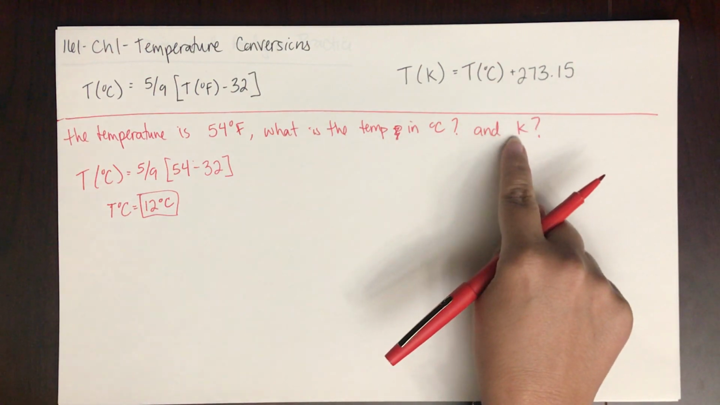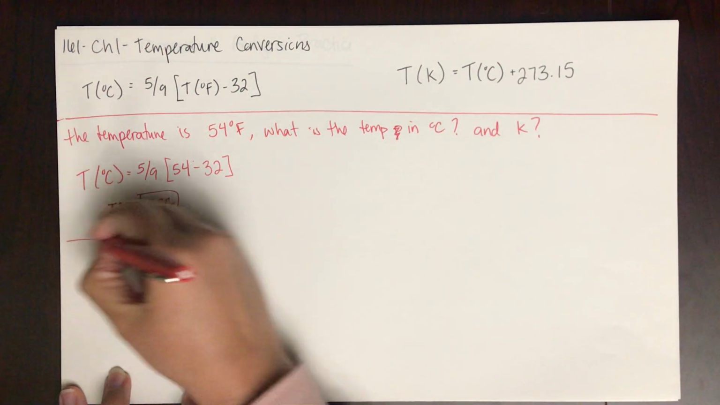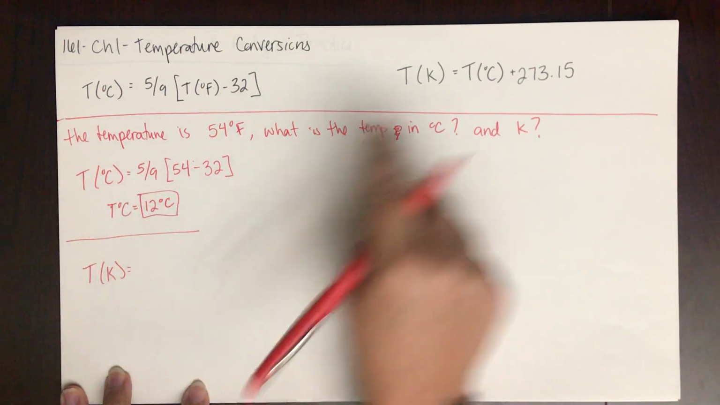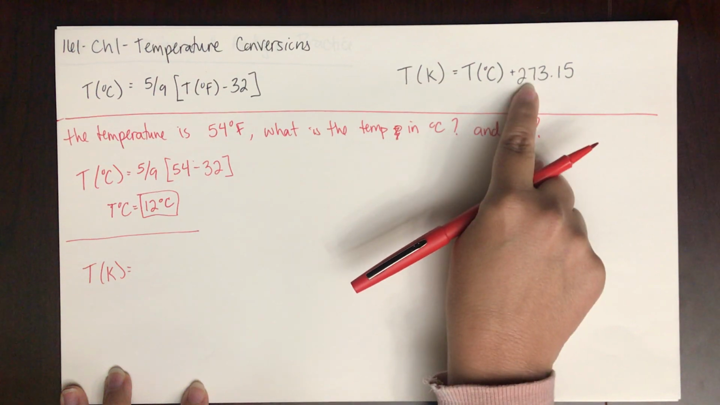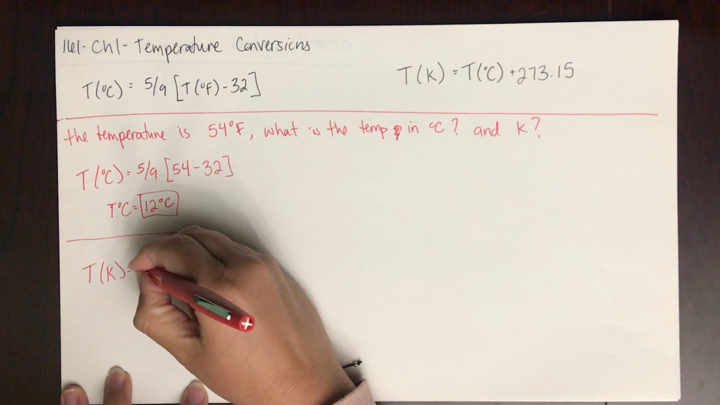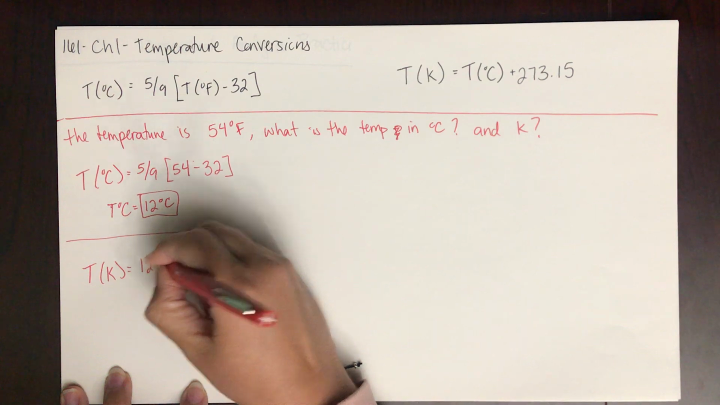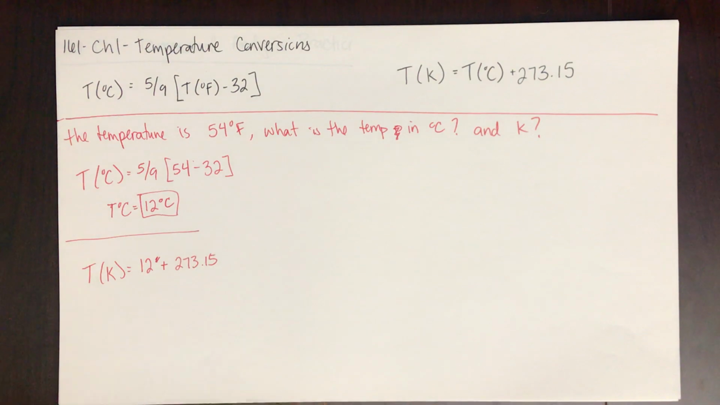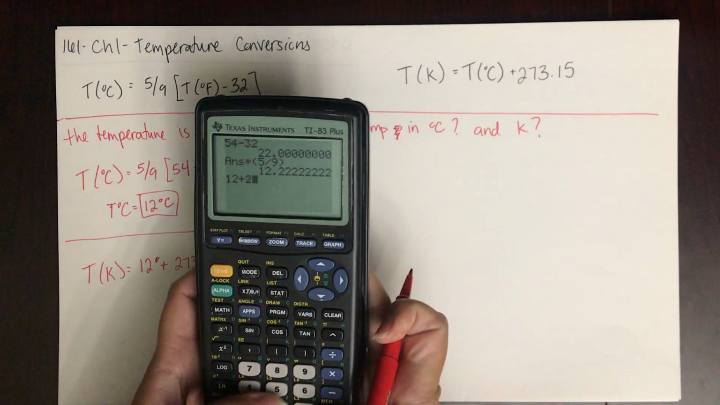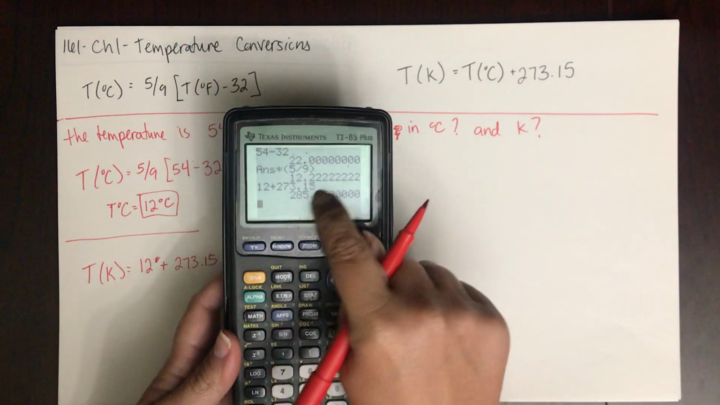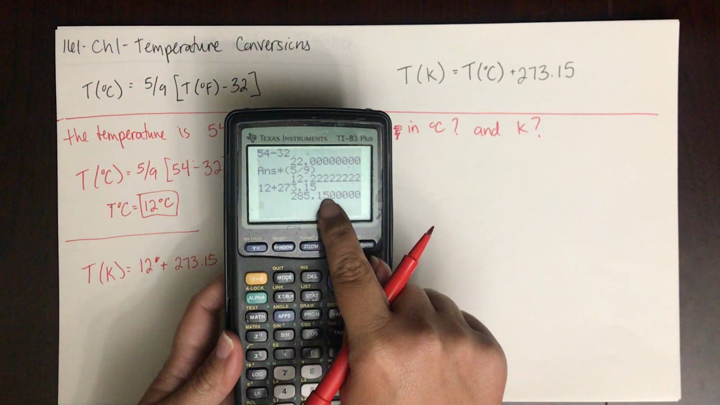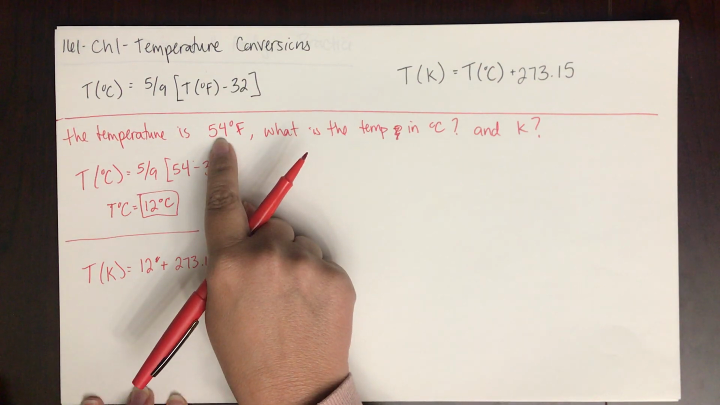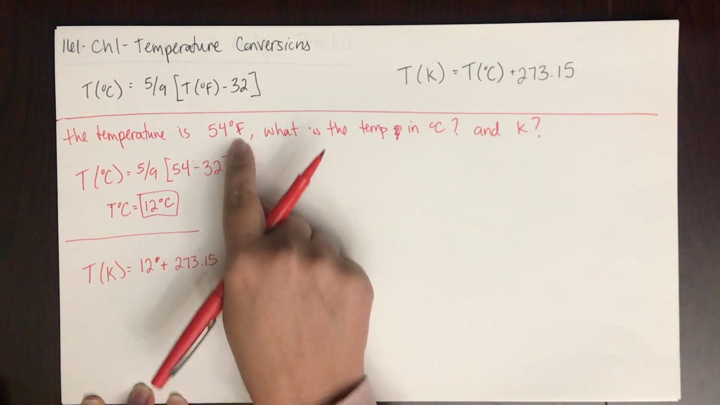Now let's see what it is in Kelvin. So now we say temperature in Kelvin equals the temperature in Celsius plus 273.15. So 12 plus 273.15 is 285.15 whatever. Well, again, my number has two significant figures. It has 0 decimal places.